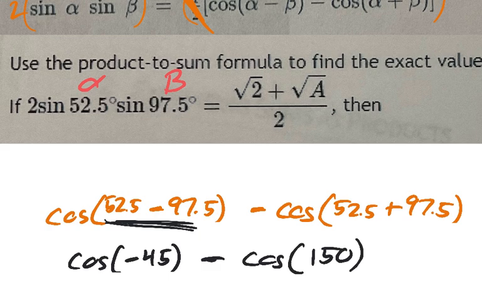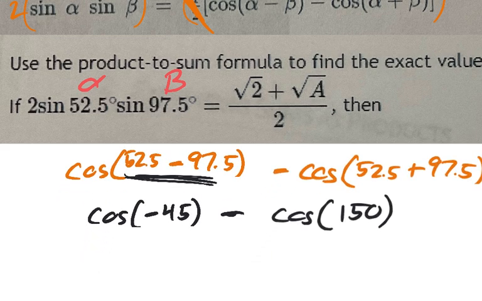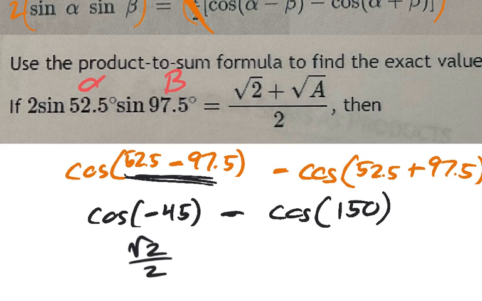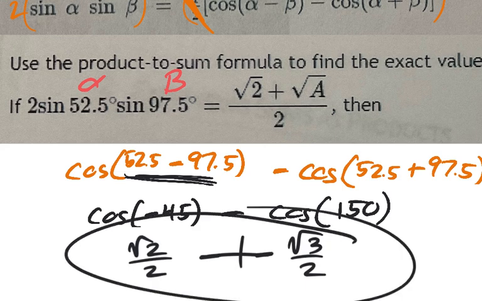What is cosine of negative 45? Negative 45 puts me in the fourth quadrant. In the fourth quadrant, cosine is positive. Cosine's adjacent over hypotenuse. It's radical 2 over 2. Minus, what's cosine of 150? 150 puts me in quadrant 2. It's a negative in quadrant 2, and it has a reference angle of 30. So I'm basically taking cosine of 30, which is radical 3 over 2. And this is minus negative radical 3 over 2, which I can write as positive. Which means my answer should be radical 2 plus radical 3 over 2.